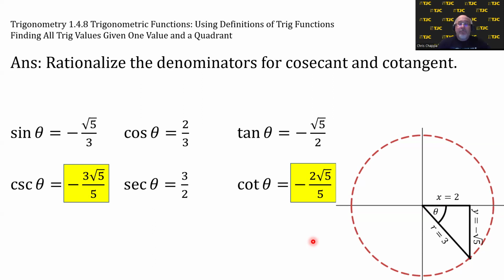So it's pretty straightforward. Take the information you know, use it to figure out the missing piece, in this case y, and then build all of your trig function values.